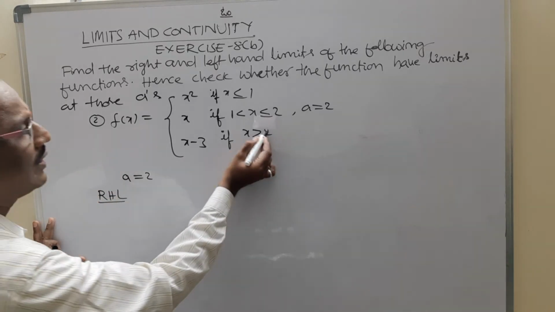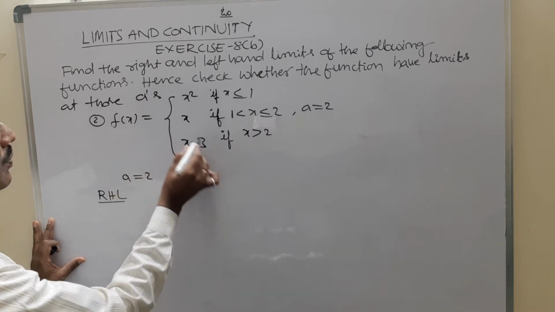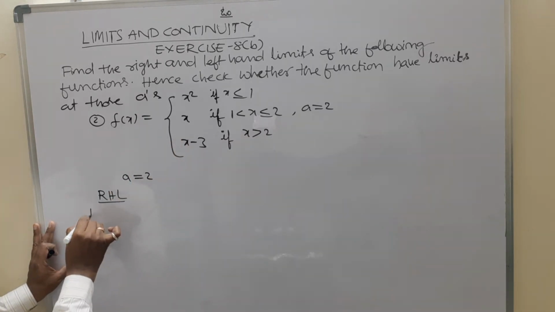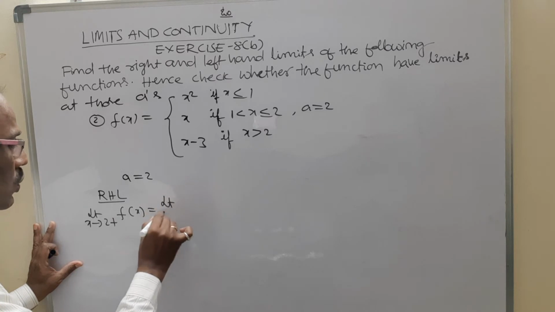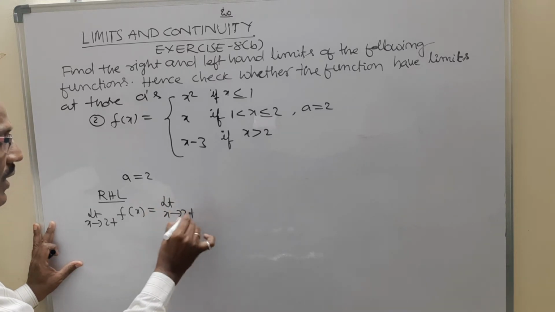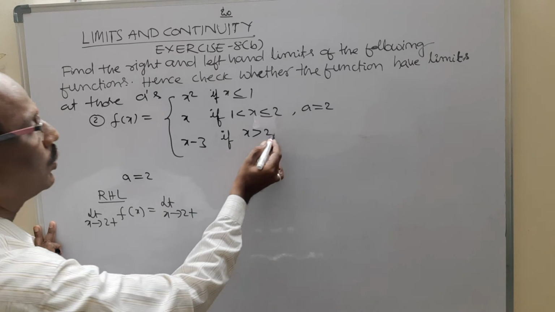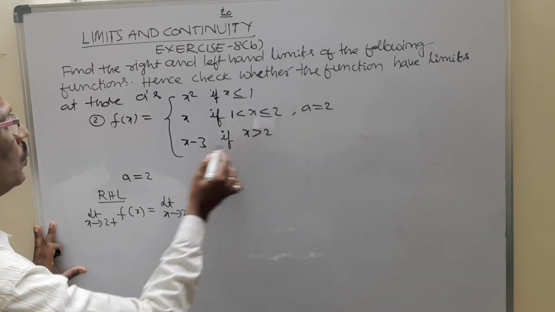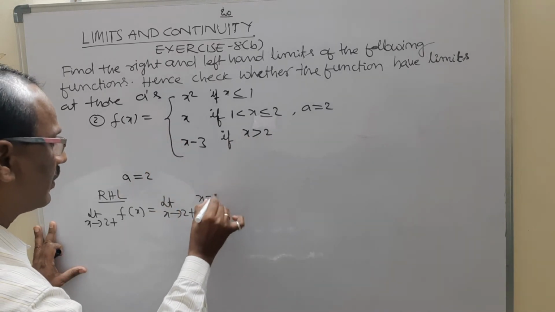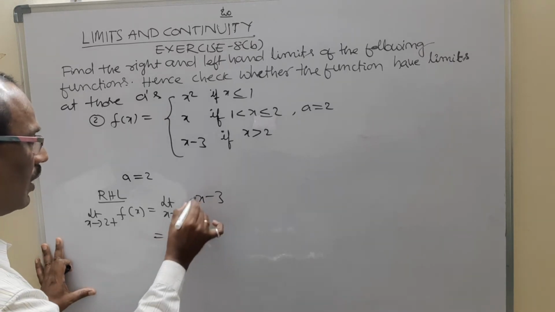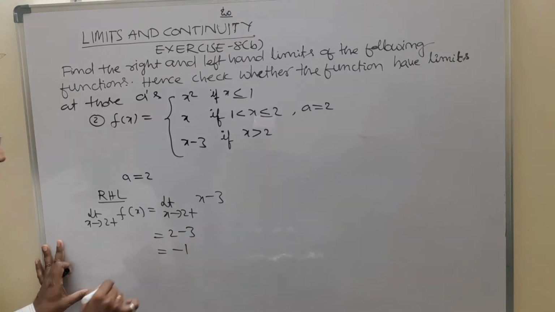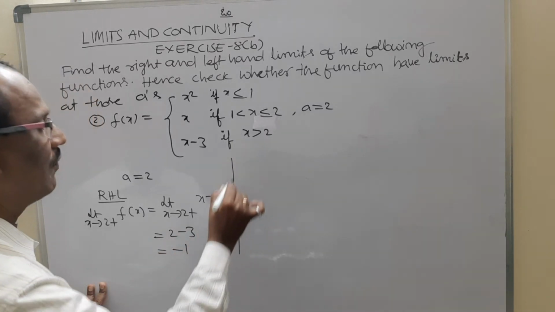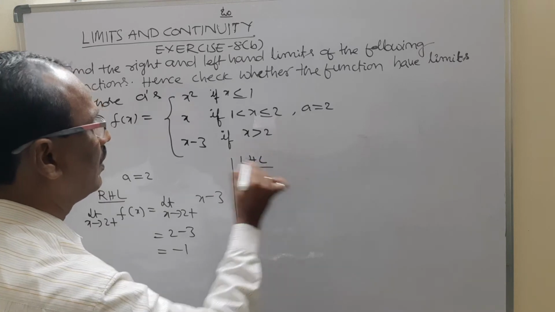Here if x greater than 2, f of x is equal to x minus 3. Limit x tends to 2 plus f of x equals limit x tends to 2 plus, and x tends to 2 plus means x greater than 2. If x greater than 2, f of x equals x minus 3. Here we substitute x as 2. 2 minus 3, that equals minus 1. Next, to find the left hand limit.